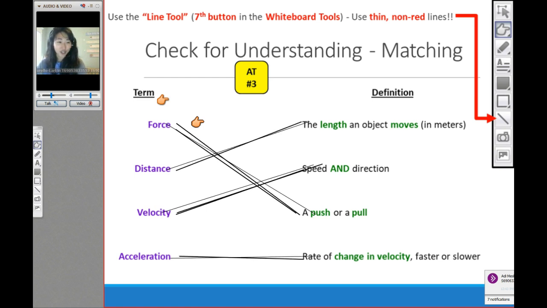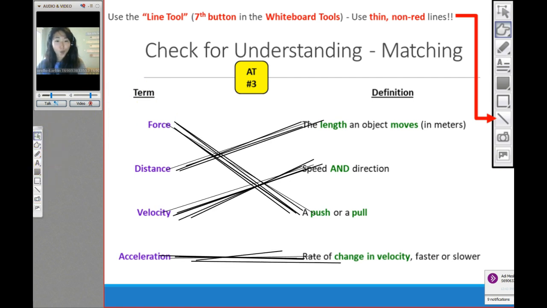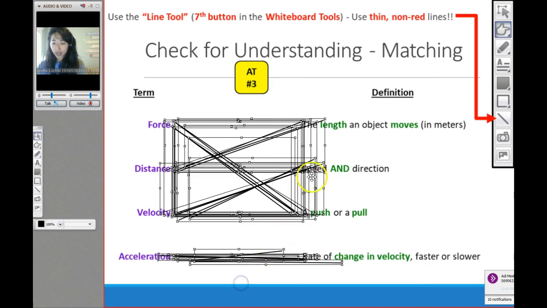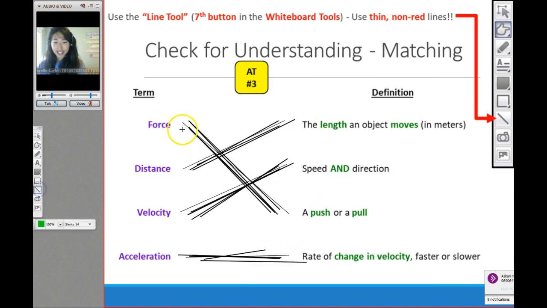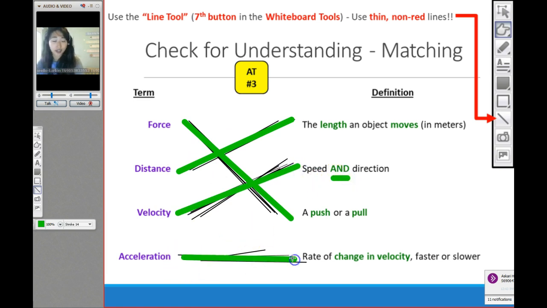I appreciate all of your hard work and effort. Looking good. Gonna pause in 5 seconds. 1, thank you. I know I cut you off a little bit, but I want to make sure we finish everything. So yes, a force is a push or a pull, absolutely. Distance is the length an object moves in meters. Velocity is speed with direction. Remember, with direction. And acceleration is the rate of change in velocity, either getting faster or slower.